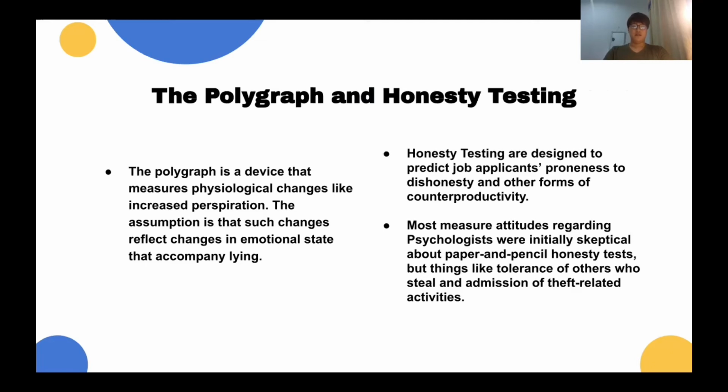Followed by the choices, the polygraph and honesty testing is there for another process. The polygraph is a device that measures psychological changes like increased perspiration. The assumption is that such changes reflect changes in the emotional state that accompany lying. Honesty tests are designed to predict job applicants' proneness to dishonesty and other forms of counterproductivity. Most measure attitudes regarding things like tolerance of others who steal and admission of theft-related activities. Psychologists were initially skeptical about paper and pencil honesty tests.